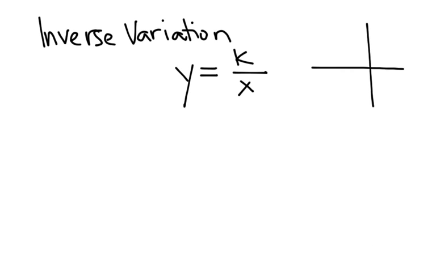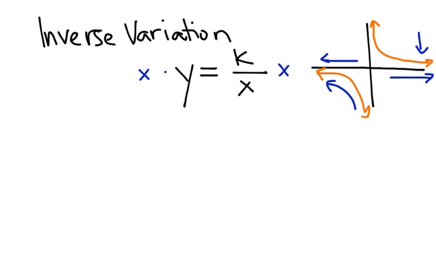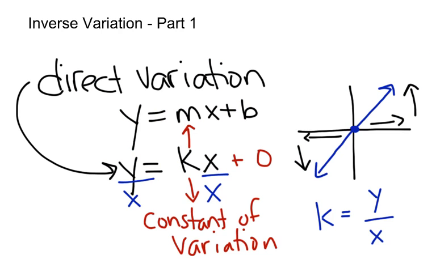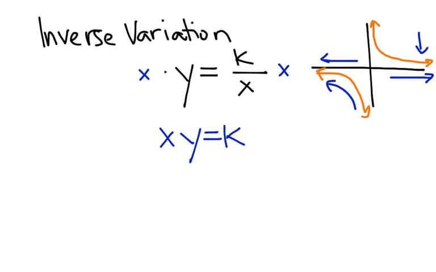For inverse variation, whose general run-of-the-mill graph looks like this, as x increases, the y values are decreasing because they're going down. As x is decreasing, as we get more negative, the y values are actually going up. So in inverse variation, while one quantity is going in one direction, the other quantity is going in the other. We can find the constant of variation by multiplying both sides of this equation by x. So we find out that for inverse variation, the constant of variation can be found by multiplying x and y. So for direct variation, you would do the quotient of y and x. For inverse variation, you do the product.